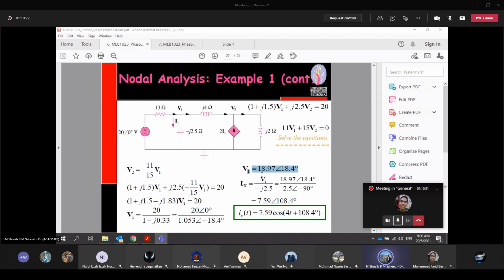Okay guys, I hope you went through this problem. Try to get this final answer. Now, I have a question for you. If the question also asks you to get the power absorbed by your capacitor here, how to do that?